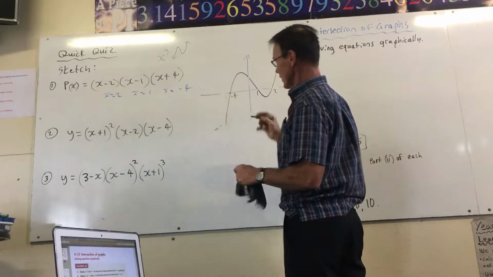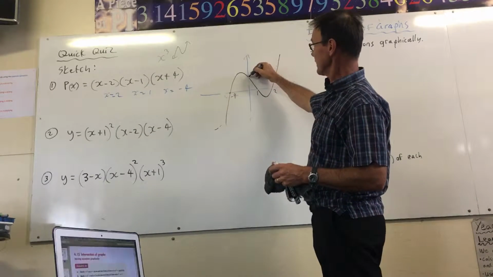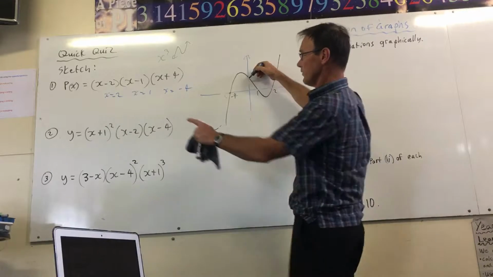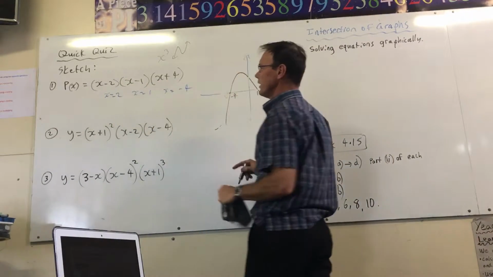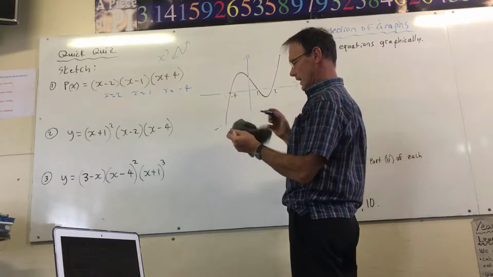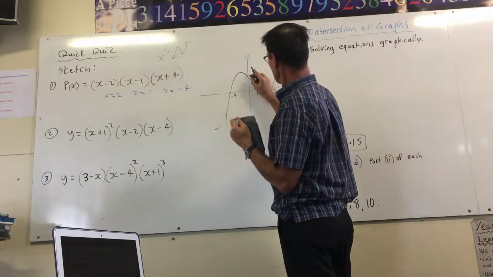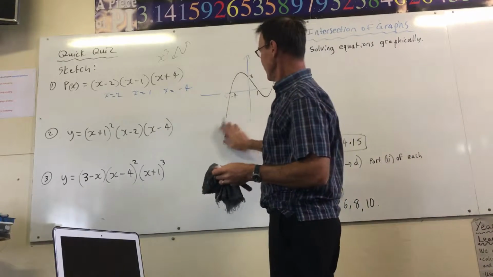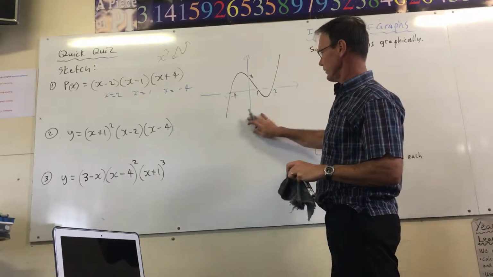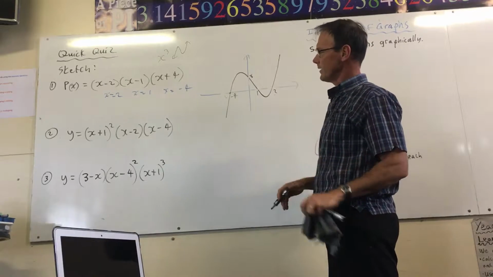For interest, you sketch it, and you should put the y-intercept up here, which is going to be, if you put in 0, minus 2 times minus 1 times 4. Minus 2 times minus 1 is 2, times 4 is 8. So I'll just stick an 8 in there. And it looks pretty good. Okay, the next one. I'll do this one and I'll rub them both out.